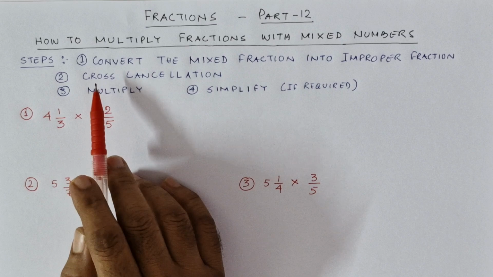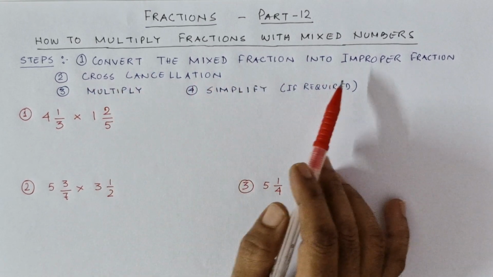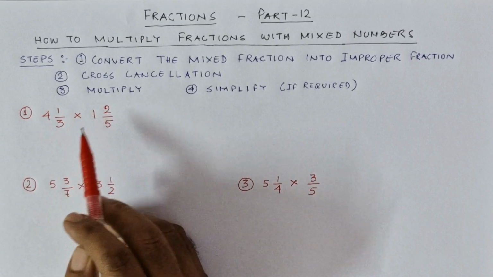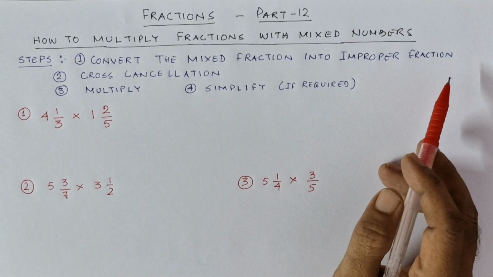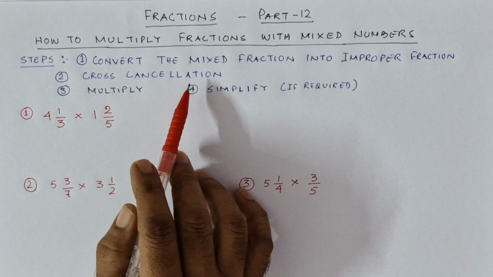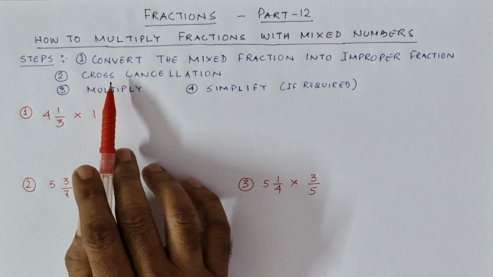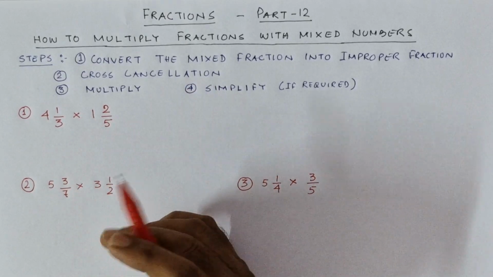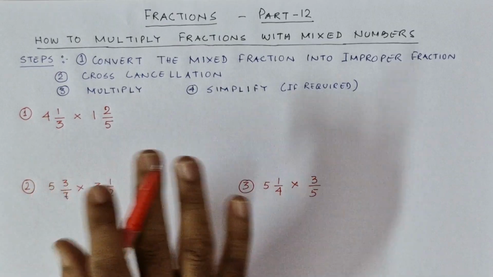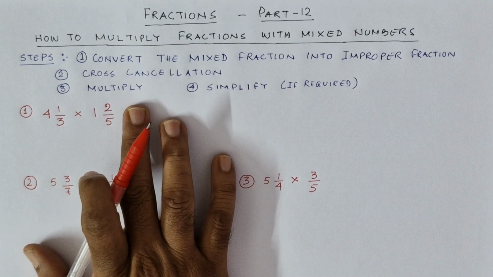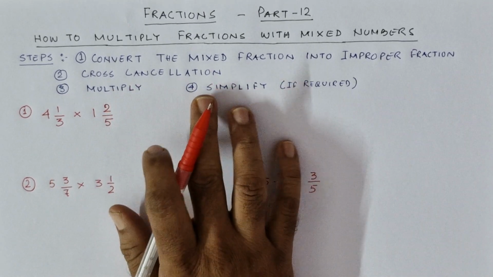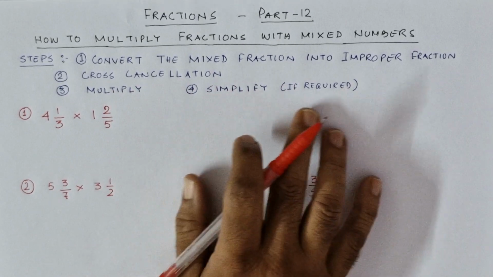The first step would be to convert the mixed fraction into an improper fraction. So always remember, student, convert these mixed fractions into improper fractions. Then go for cross cancellation. If there is a scope of cross cancellation of numbers in the numerators and the denominators, try to simplify there itself. Now once it's done, multiply them, and later on, if you do not do cross cancellation, you can also simplify if required.